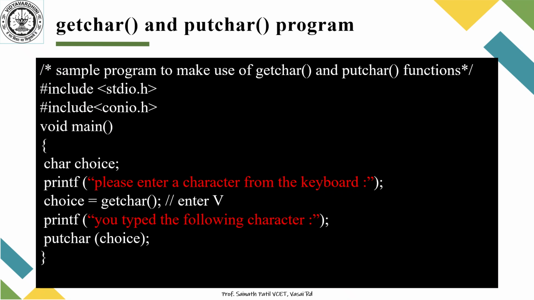Here is a sample program that makes use of the getchar and putchar functions together. So as usual, I use the stdio.h and conio.h header files included using #include. In the main function, I declare choice as a character variable of type char. Using printf, I display this message that will ask the user to enter a character from the keyboard. And using the getchar function, I read the character entered by the user and assign it to the choice variable.